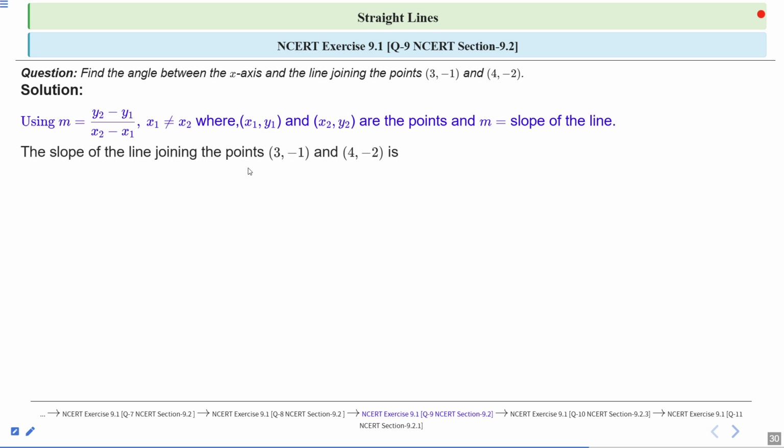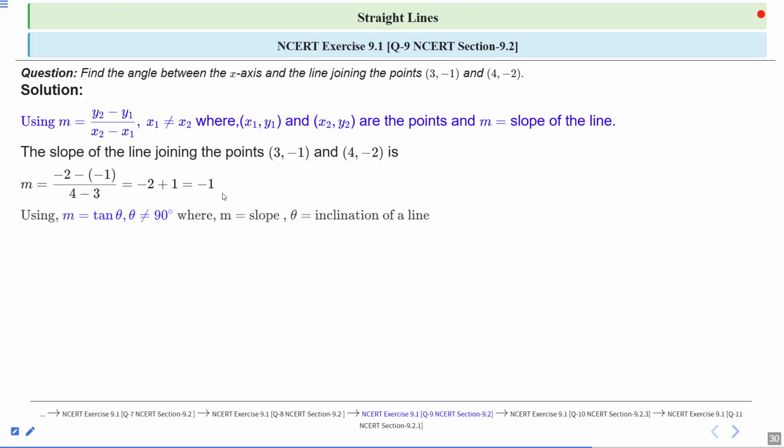So the slope of the line joining the points (3, -1) and (4, -2) is m equals (-2 minus (-1)) divided by (4 minus 3). This is equal to -2 plus 1, which is equal to -1. So the slope of the line joining the points (3, -1) and (4, -2) is -1.